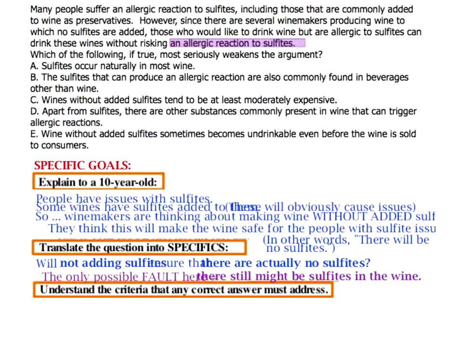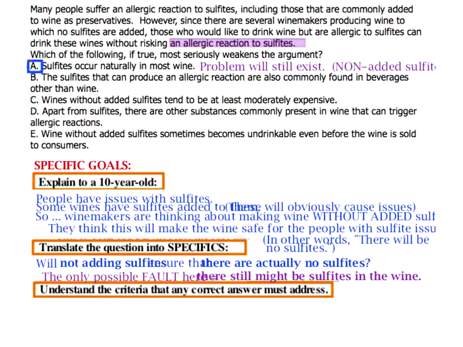So if you look at these choices, sulfites occur naturally in most wine, there you go. It means that the problem won't be solved. There's still sulfites. Even if they're not added, there are still non-added sulfites that are there. So this is the one we want.